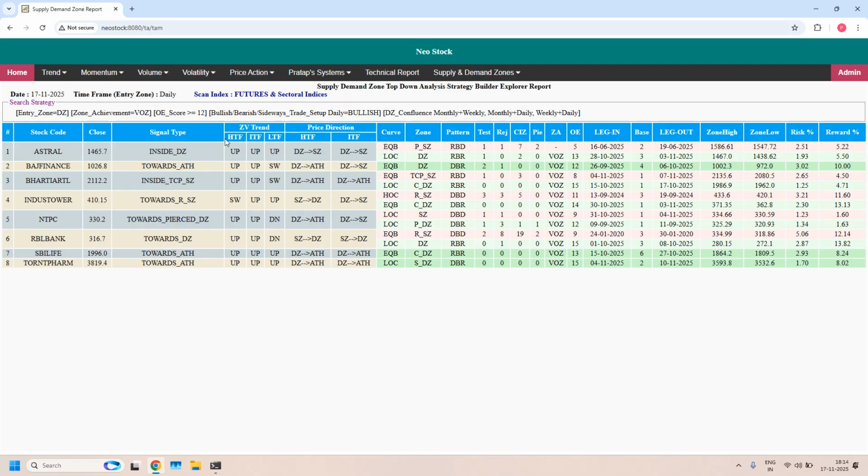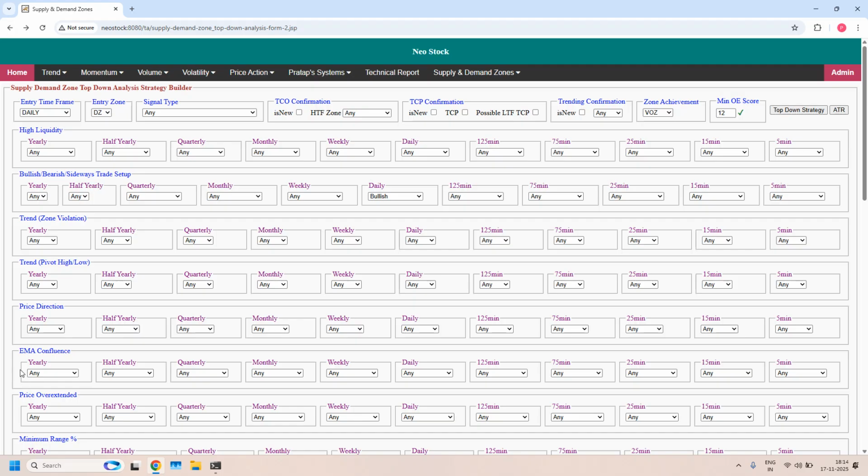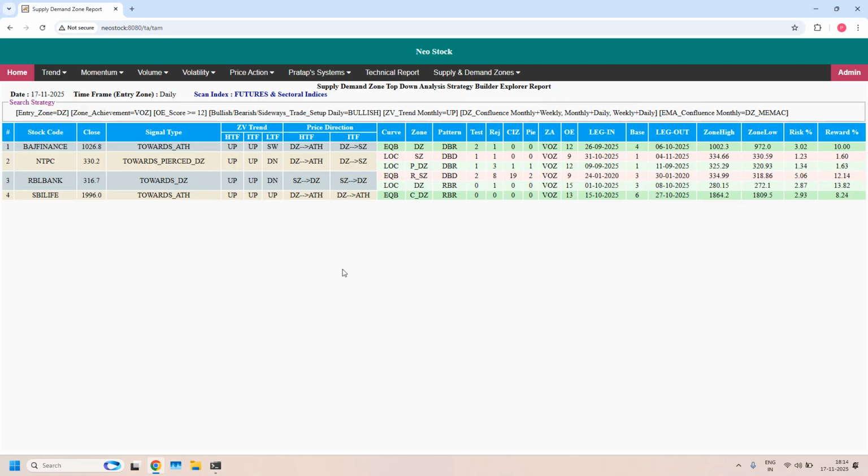Now again we should apply the second filter: monthly demand zone having monthly EMA confluence. And trend should be uptrend, not sideways. Sideways you have to ignore. So let's apply those steps. EMA confluence at monthly demand zone having monthly EMA, and we don't want any sideways trend on the monthly. So I am changing the monthly trend to uptrend because it is a bullish trade setup. Let's filter. We got 4 stocks.